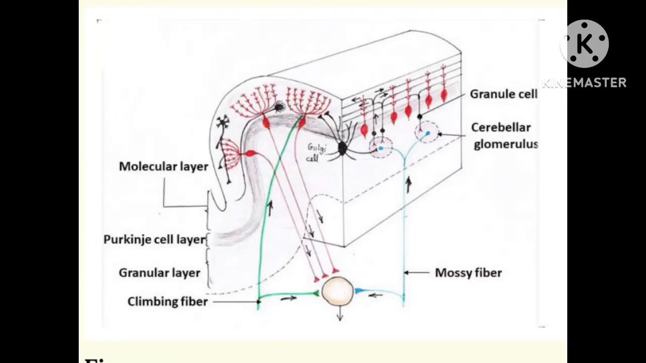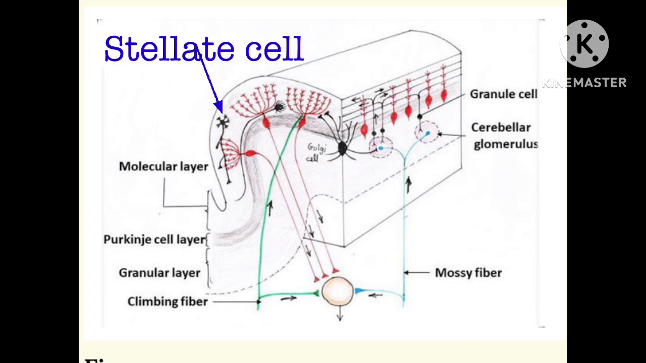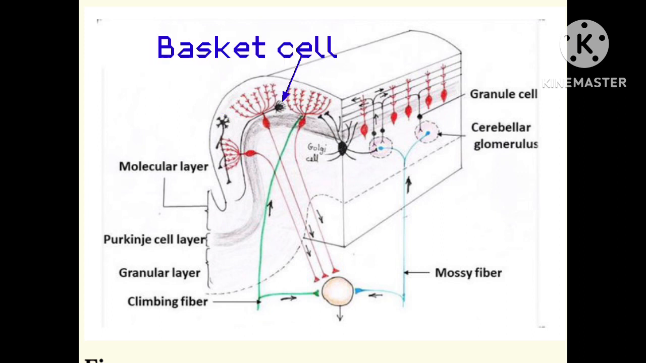Afferent fibers of the cerebellum are climbing fibers and mossy fibers. The climbing fiber passes through the white matter, then the granular and Purkinje layers of the grey matter, and enters into the molecular layer and synapses with the dendrites of the Purkinje cell.